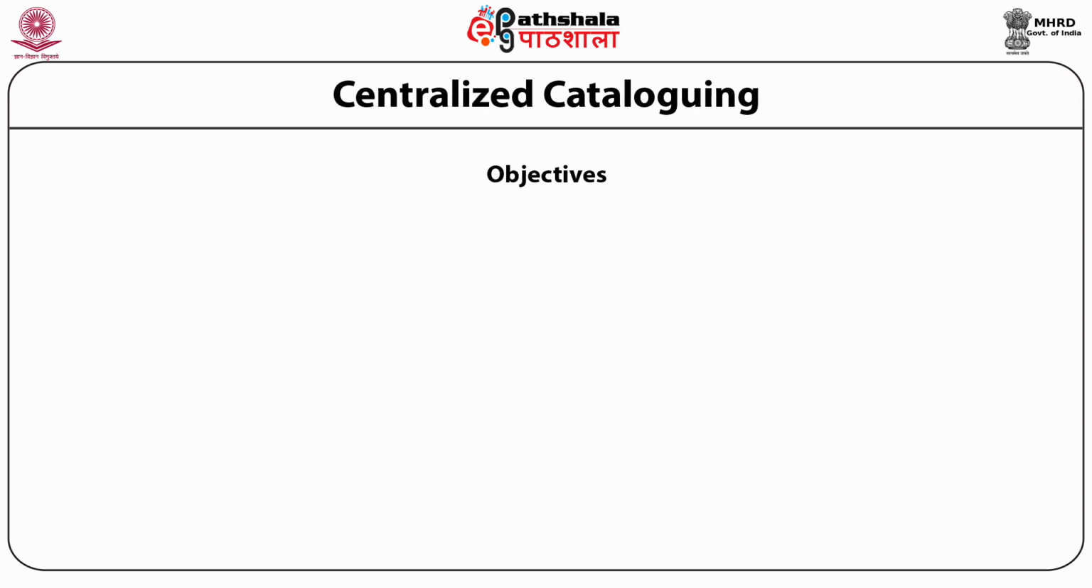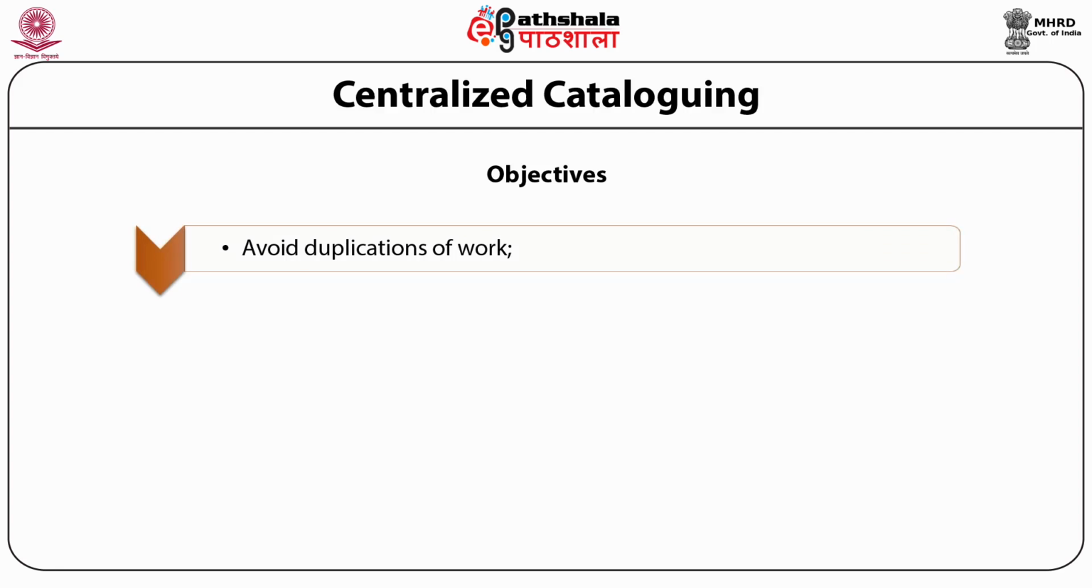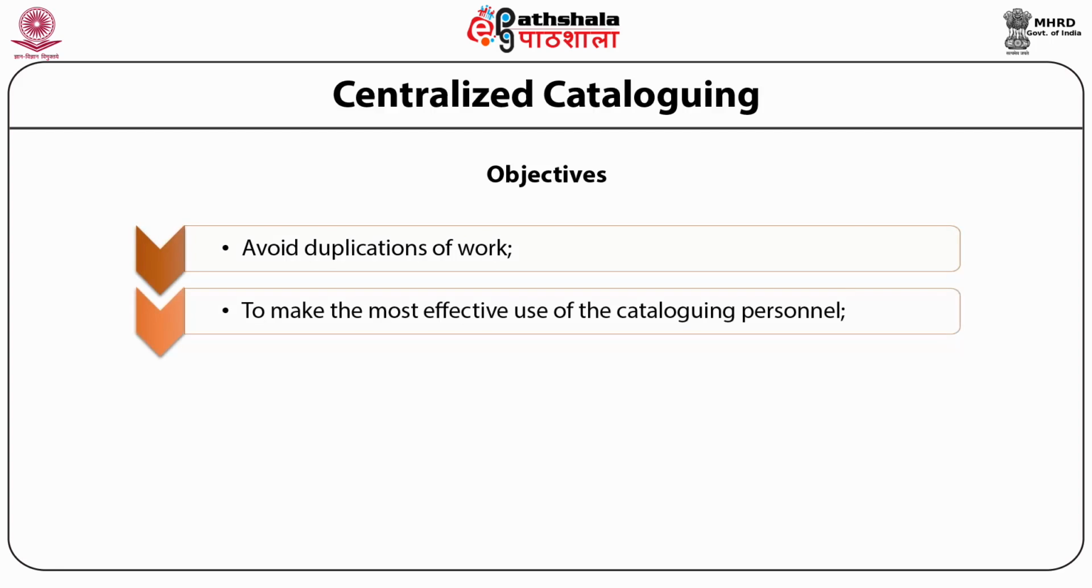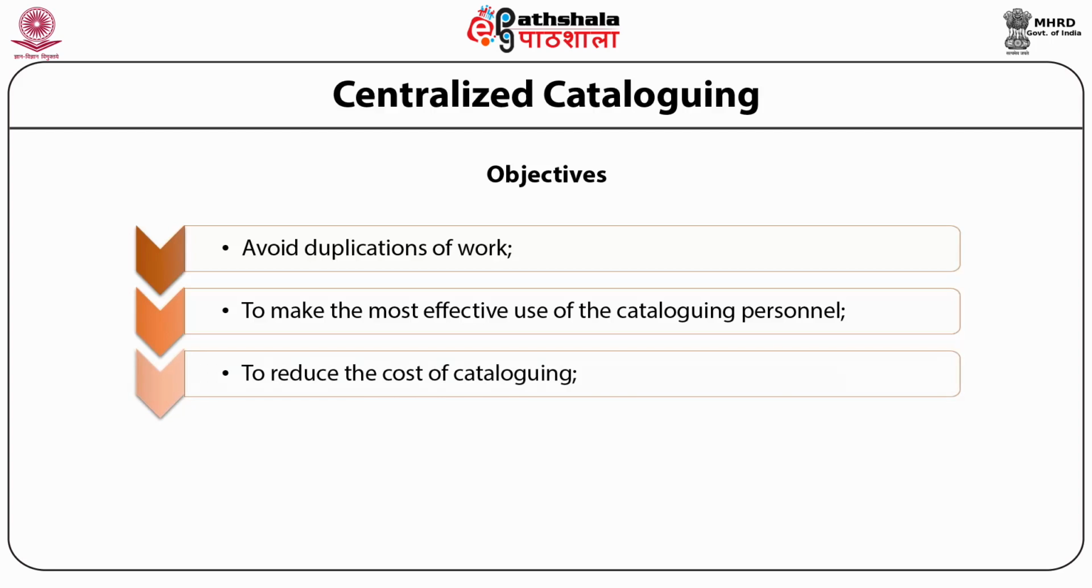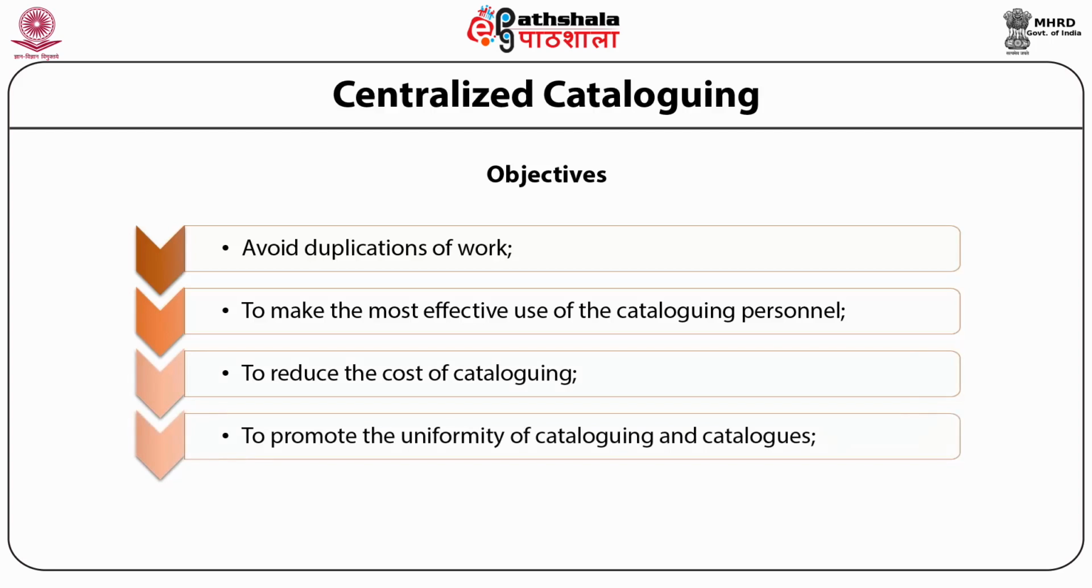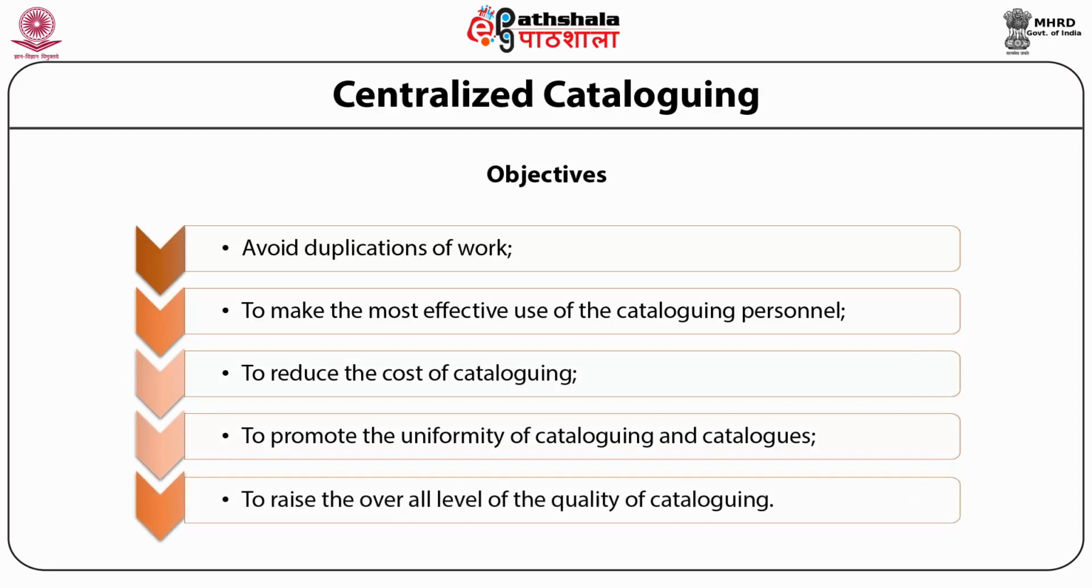Objectives of centralized cataloging. First, it avoids duplication of work. Second, to make the most effective use of cataloging personnel. Third, to reduce the cost of cataloging. Fourth, to promote the uniformity of cataloging and catalogs. Fifth, to raise the overall level of quality of cataloging.